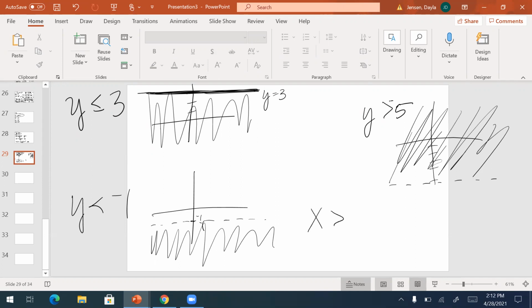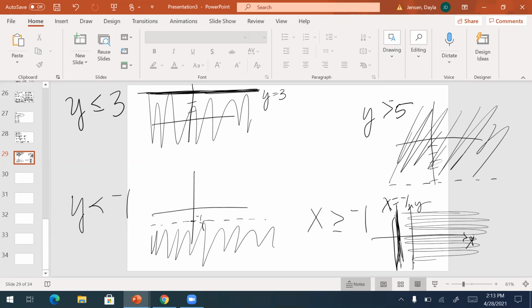What about x is greater than or equal to -1? So now I'm talking about x. Here's -1. Here's the line, x equals -1. This is my x coordinate. This is my y coordinate. What this is saying is I want all values of x, including -1, that are greater than. So it's going to be everything to the right of -1.